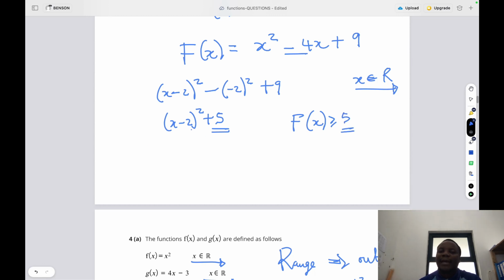Then if they asked for the turning point, this same 5 here is your y value at the turning point, y value at TP. Then your x value is when you solve this guy equals to 0, which means x is equal to 2 at the turning point. So the turning point is simply 2, 5. Your range is f of x being greater or equal to 5. Then you can solve this equation to know the intercepts. It's very nice and very simple.